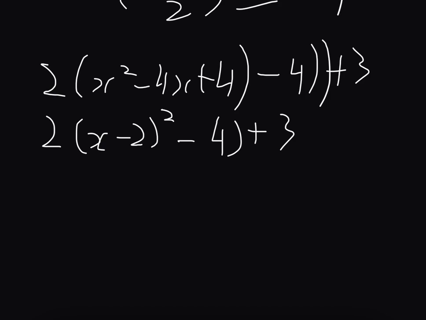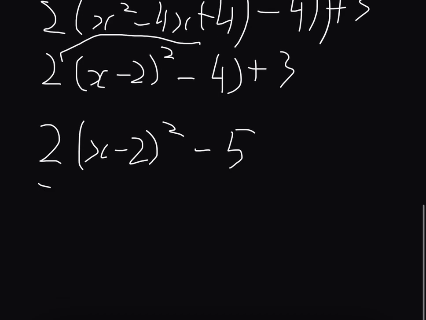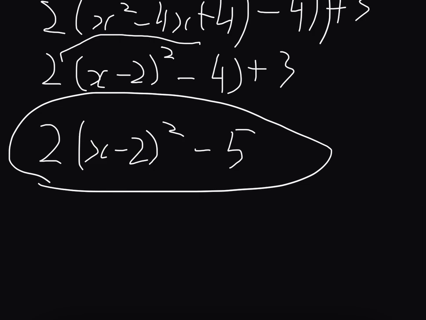And now we don't want this 4 inside the bracket with the (x − 2)². So we just multiply that over with the 2. So we just get 2(x − 2)². Then that becomes −8 + 3, which is just the same thing as −5. And this is the final completed square. This tells us that the minimum value of the quadratic is −5 when x is equal to 2.